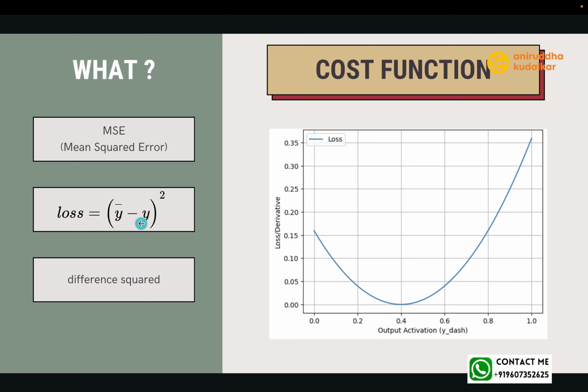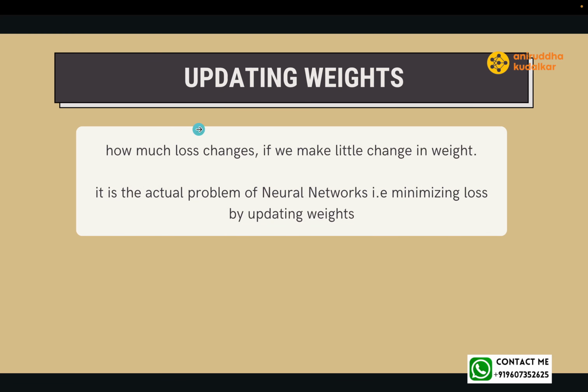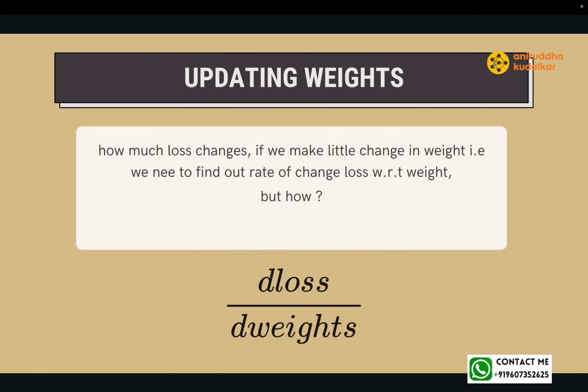So if you change the weight, A is going to change. If A changes, loss is going to change. So how much does the loss change if we make a little change in the weight? We need to calculate only that. And this is the actual problem of the neural network: minimizing the loss by updating the weights.